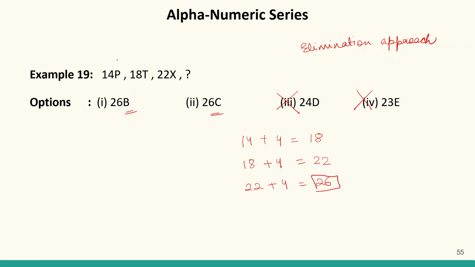Now let us see. P is positioned at 16. T is positioned at 20. X is positioned at 24. So there is also an increment of 4 letters. Increment of 4 letters. So if from X I have to increase 4, that means I have to come to the 28th letter.